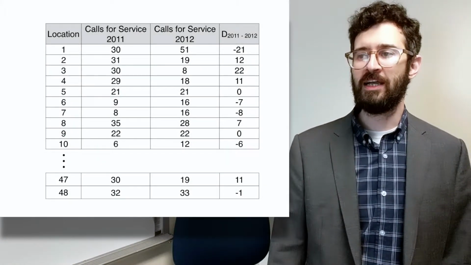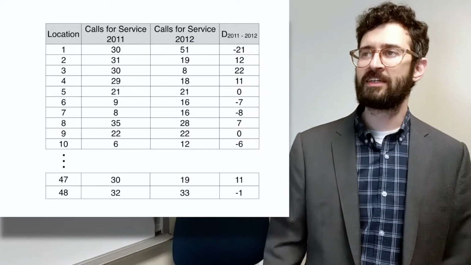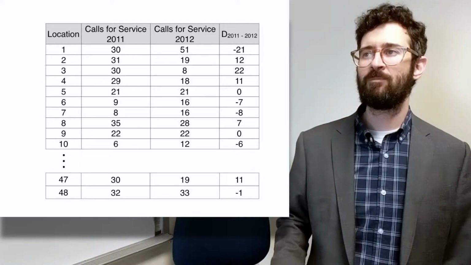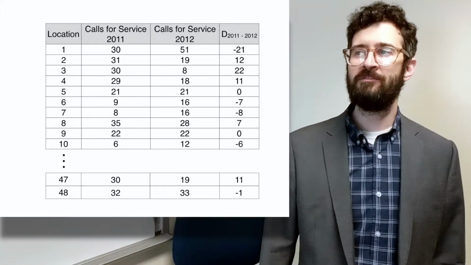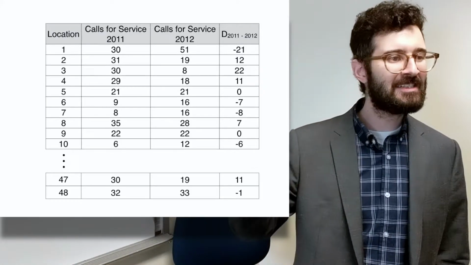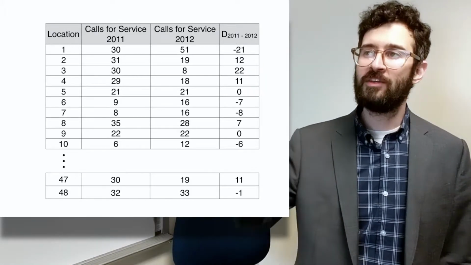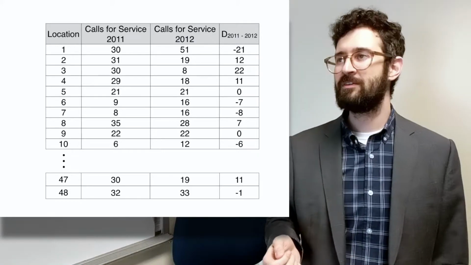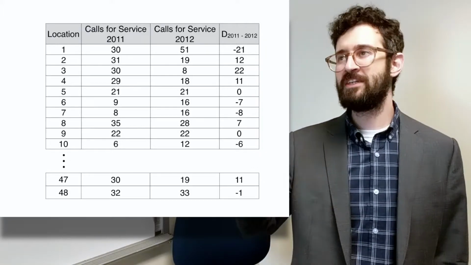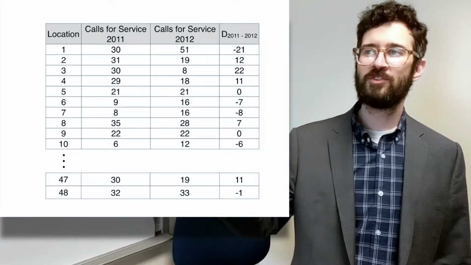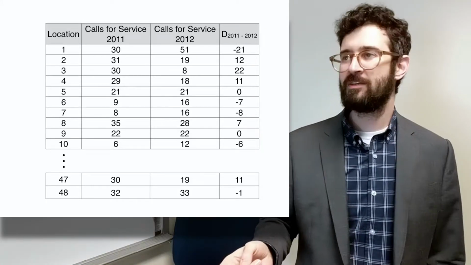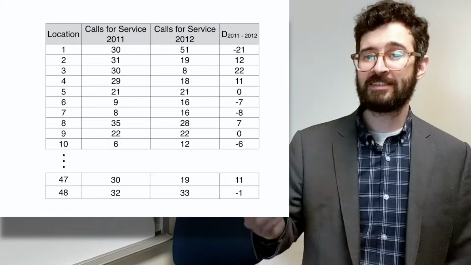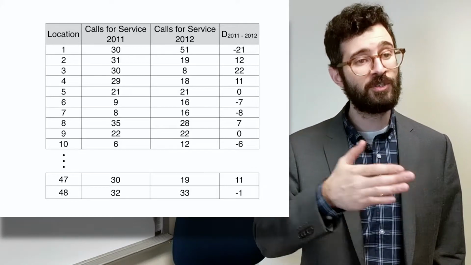So here in the first column, I have 48 locations. Here in the second column, I have all of the calls for service that were made in 2011. I then went back in 2012 and figured out the number of calls for service for these exact same locations. I then took those 2 different levels and I took the difference between them. So I end up with this 4th column of differences in calls for service between 2011 and 2012. So I'm interested in these differences. If there's a big difference, then that's going to tell me that something was different between the 2 years.